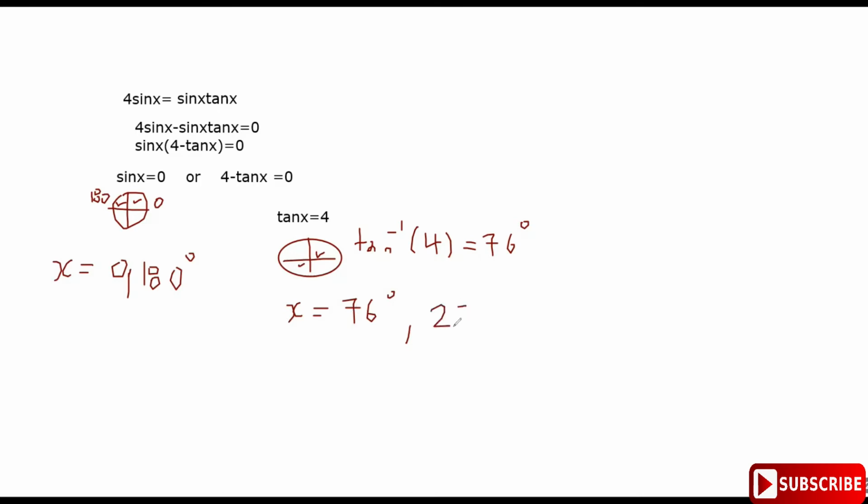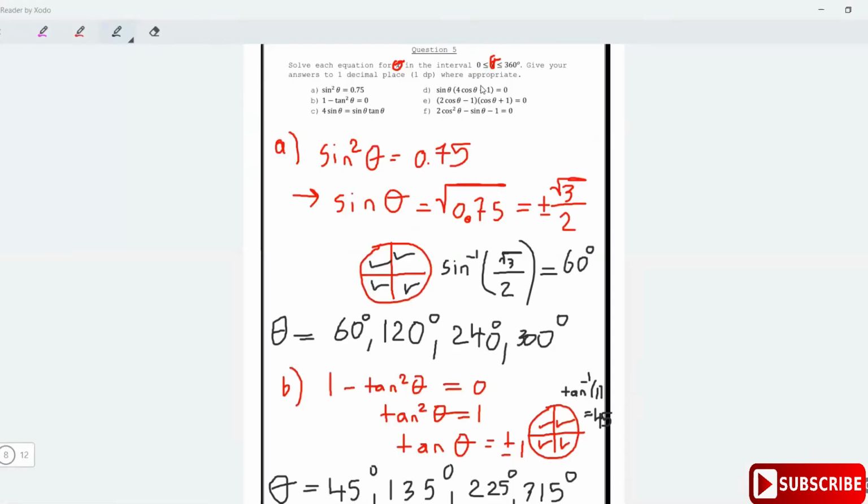So those are our possible answers for x: 0 degrees, 180 degrees, 76 degrees, or 256 degrees. Nice. That's our answers. And you can check them. Let's look at part D.